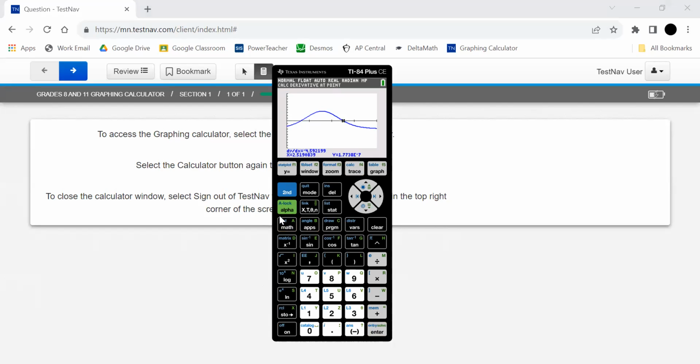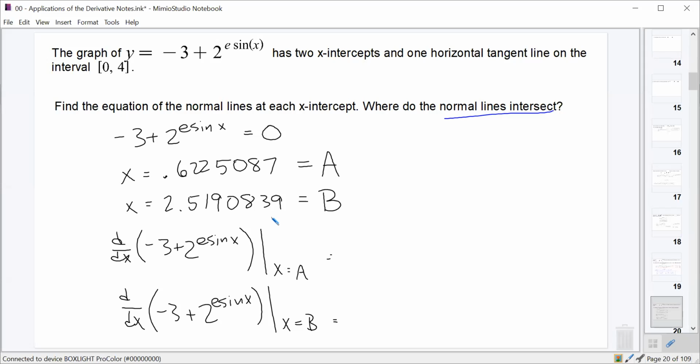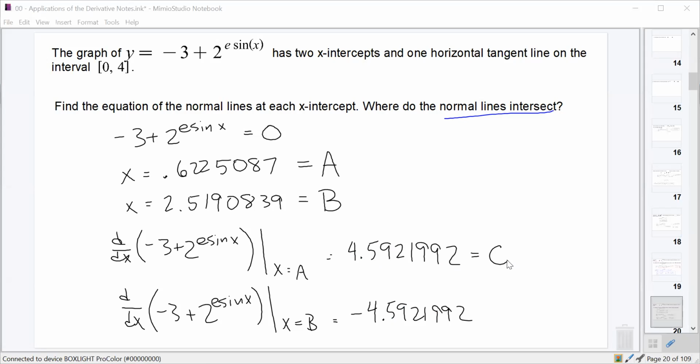So I'm going to go over here and write these values in. The first one gave me 4.5921992. And the second one gave me -4.5921992. I'm just going to throw a 2 on there because I know it was the same value, except the negative. And in order to not write this over and over again, I'm going to set this equal to C on my calculator. So I'll go back over to my calculator.